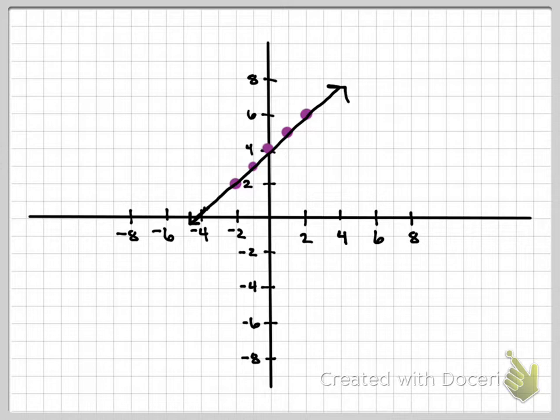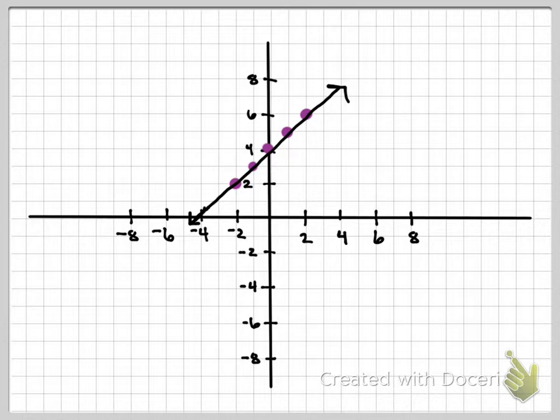Now, a couple things about this type of function. There's two types of functions, linear and non-linear. Well, what do you think linear means? It's a line. Very good. So we call this a linear function.